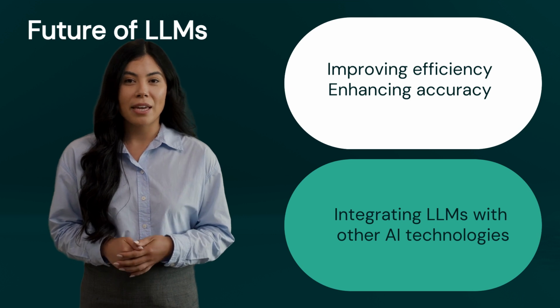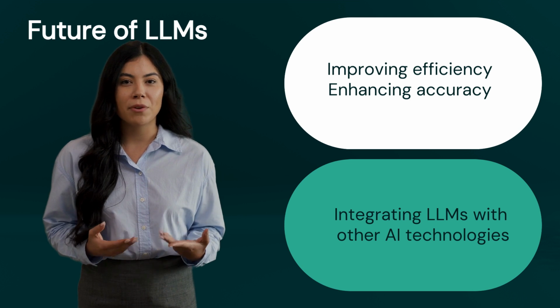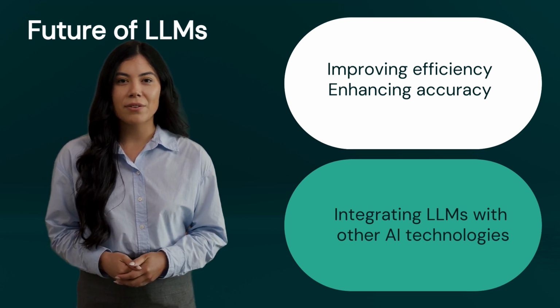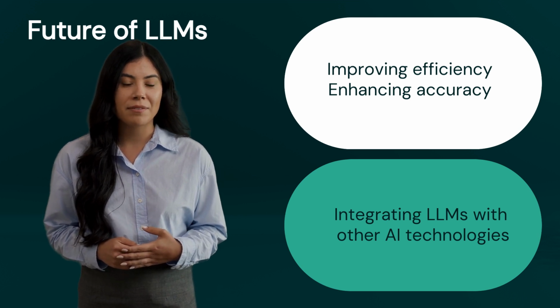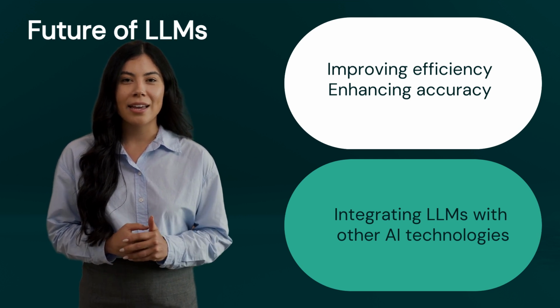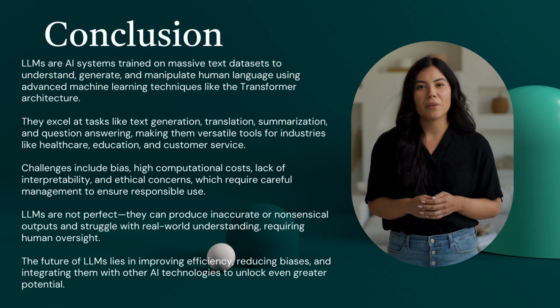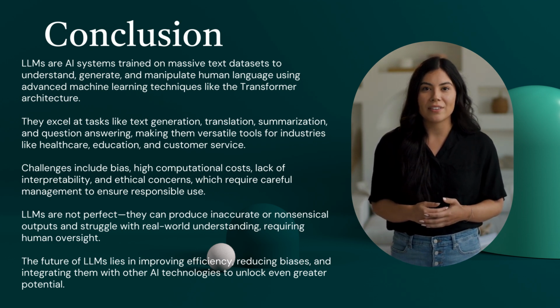The field of LLMs is rapidly evolving, with ongoing research focused on improving efficiency and reducing resource requirements, enhancing accuracy and reducing biases, developing smaller, more specialized models for specific tasks, and integrating LLMs with other AI technologies such as computer vision and robotics. Large language models, LLMs, are transformative AI systems that have revolutionized how we interact with technology.